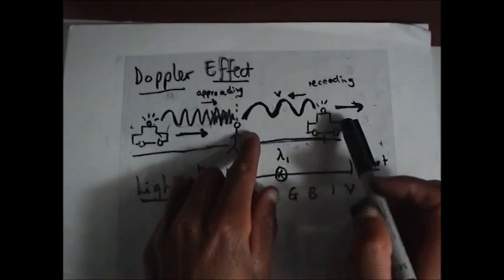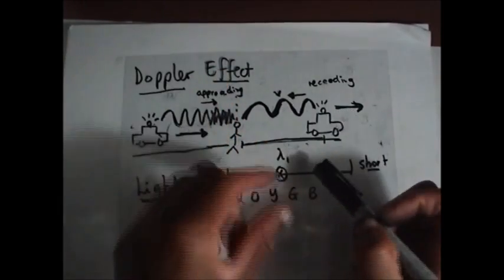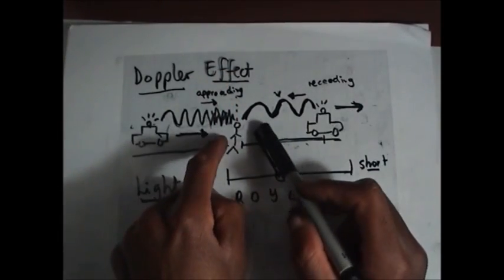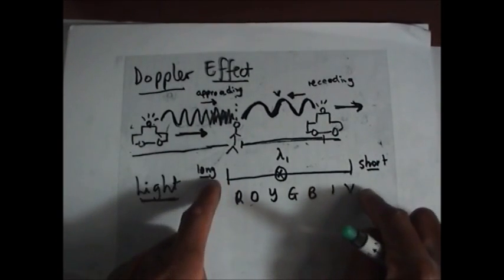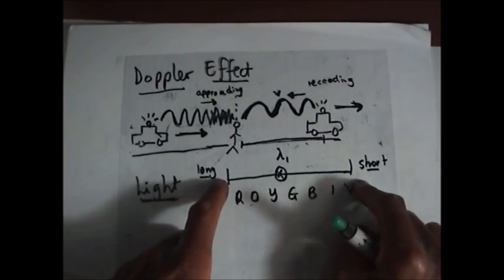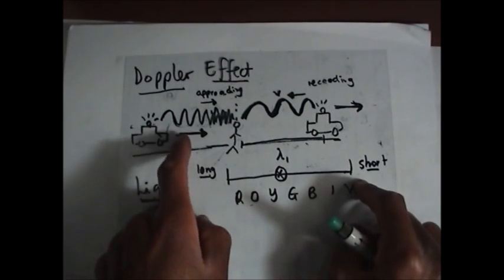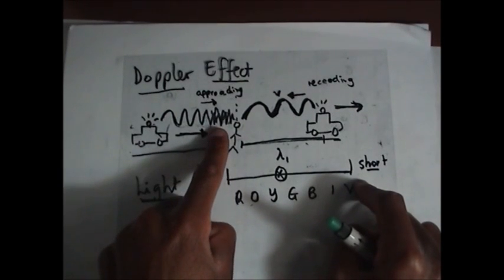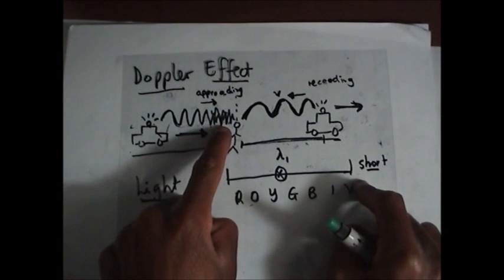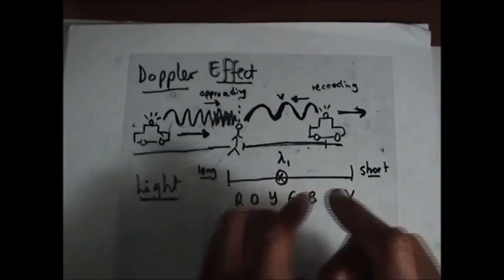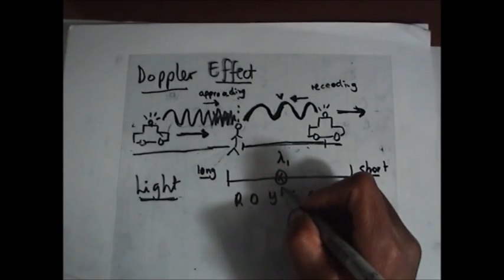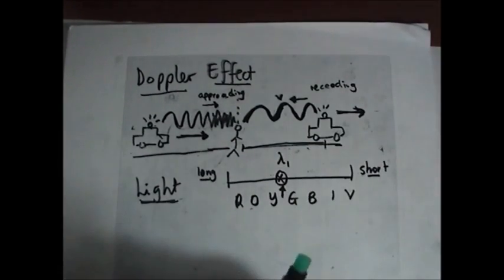And when it's receding away, the wavelengths appear elongated. So this is the Doppler effect on light. So let's see what happens to our electromagnetic spectrum. Now, when it is approaching, we are experiencing what? Shorter wavelengths. We are seeing shorter wavelengths, but this thing had a color in this region originally when it was just standing there.